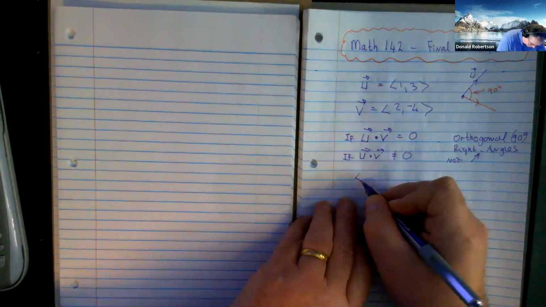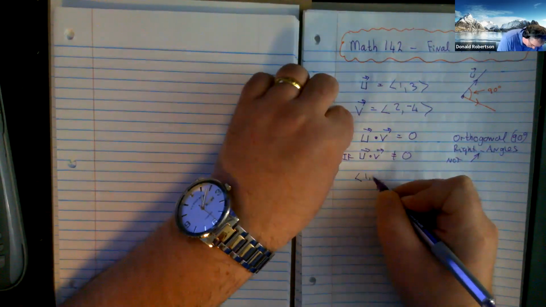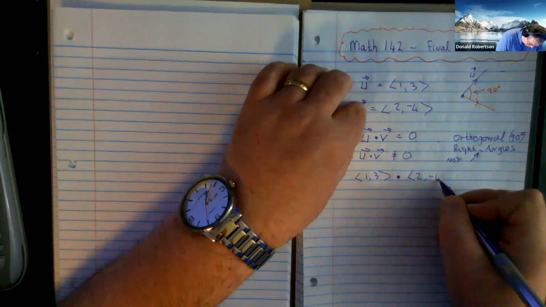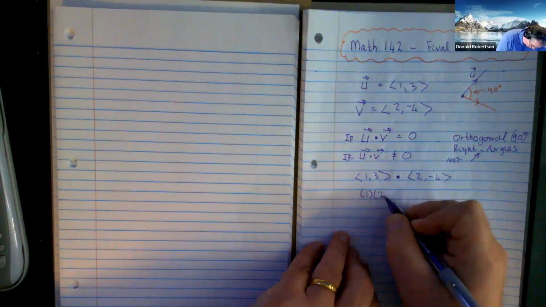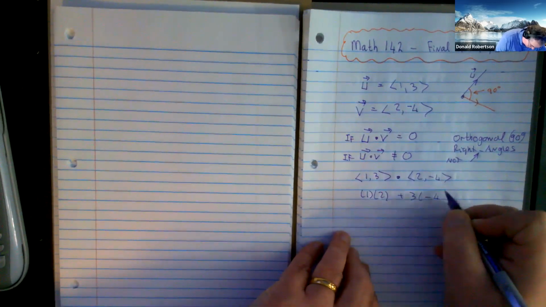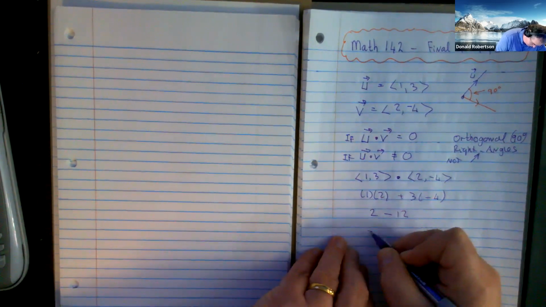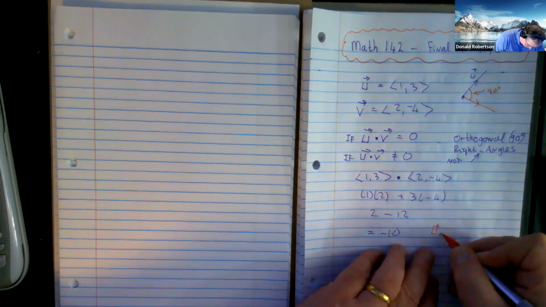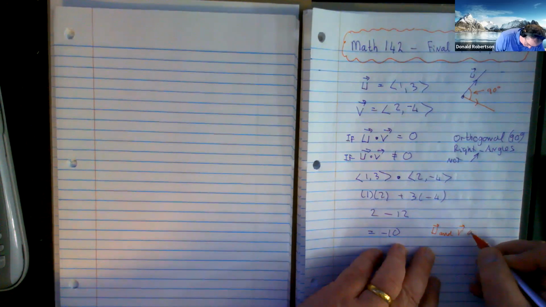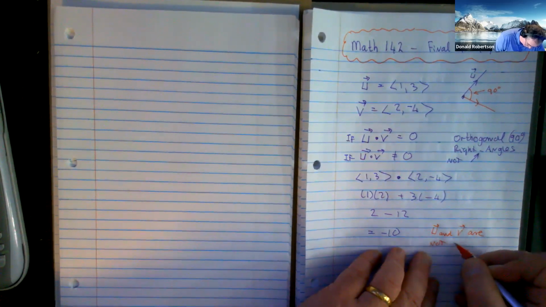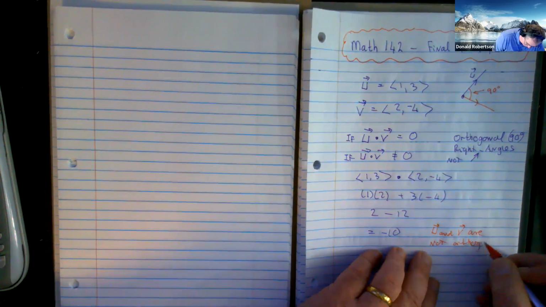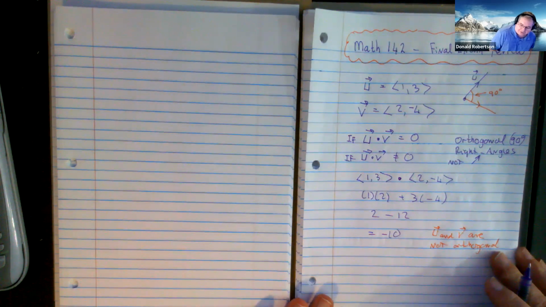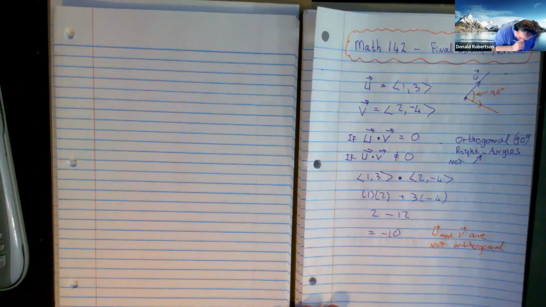Well, in this case, 1, 3, dot product, 2, -4. So it's going to be 1 times 2 plus 3 times -4. 2 take away 12, that is -10. So my conclusion would be that U and V are not orthogonal. So that's all it is, just taking the dot product. And if the dot product is 0, you get it.